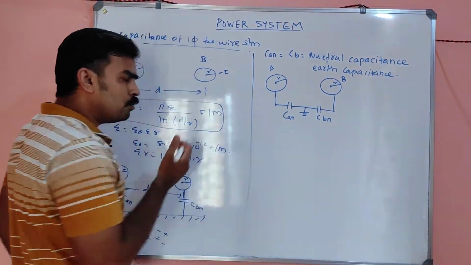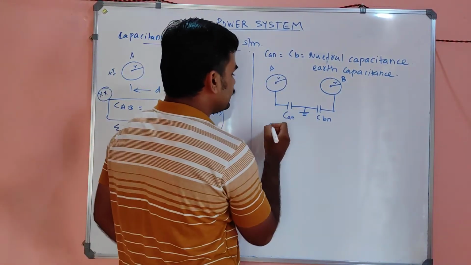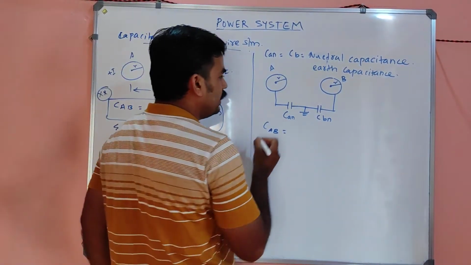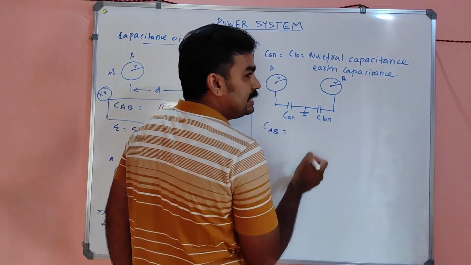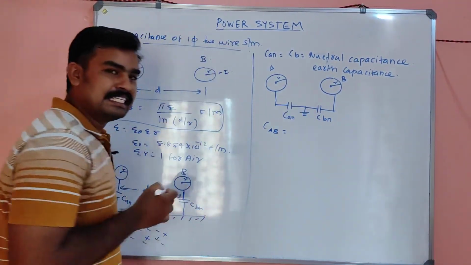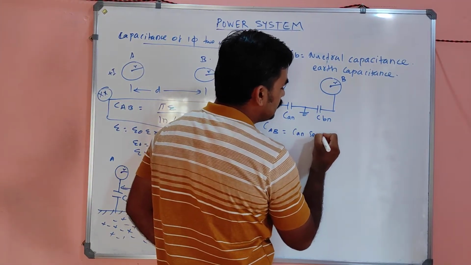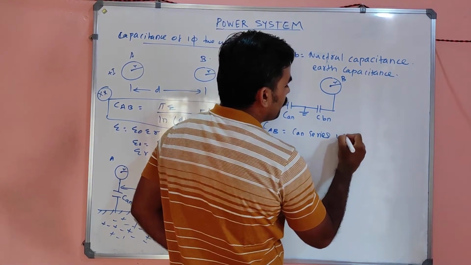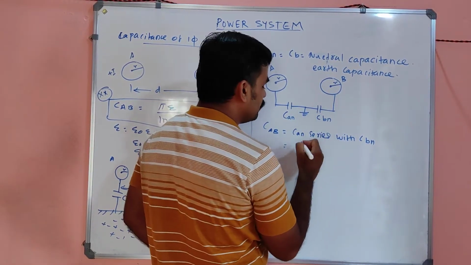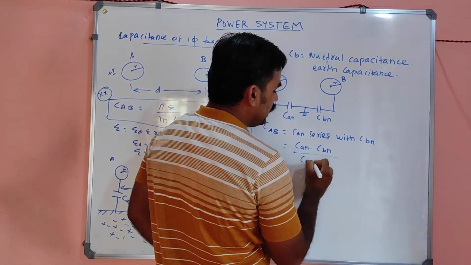Is it clear? Now by simply looking at the diagram, what is the capacitance between A and B? Let it be CAB. CAB will be nothing but CAN and CBN in series. Am I right? So what is CAB now? CAN in series with CBN, which means the effective capacitance will be CAN into CBN whole divided by CAN plus CBN.